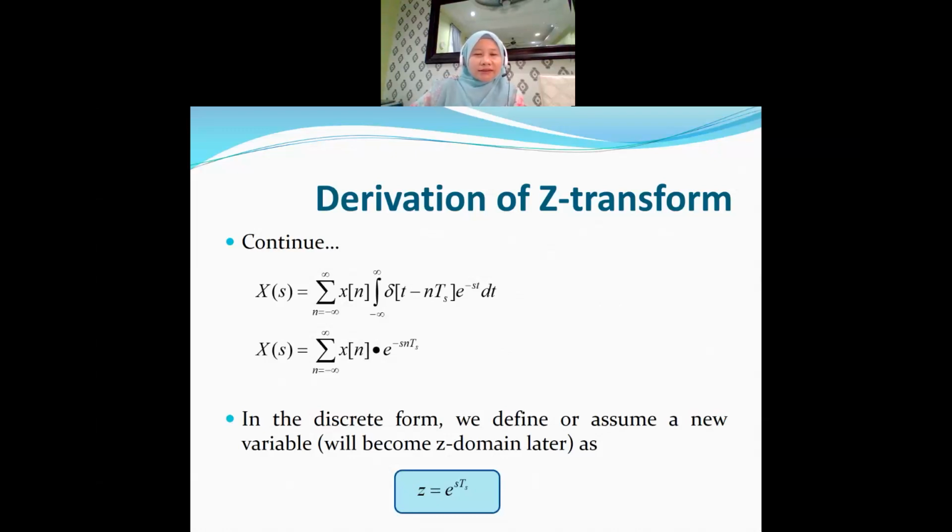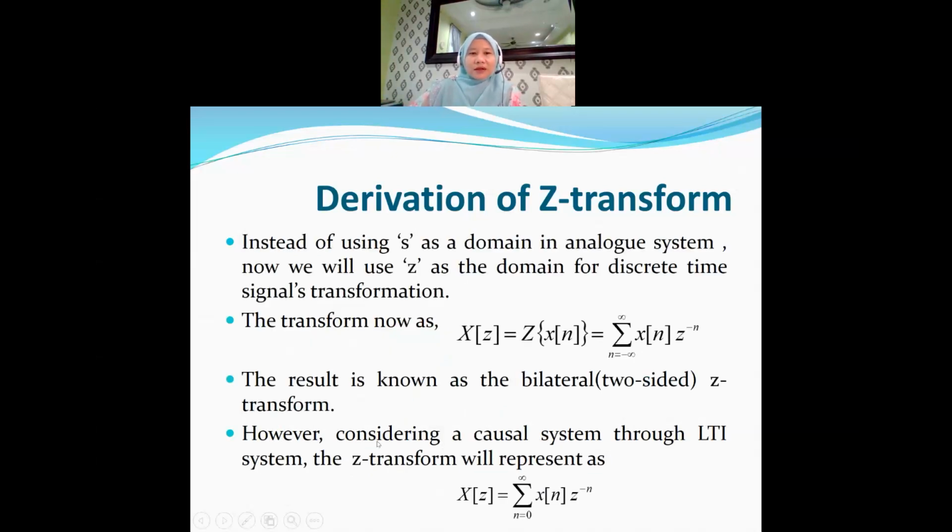And X(s) is equal to the sum of x(n) e to the power of negative s n Ts. Why? Because in the discrete form, we define or assume a new variable, which will become the z domain later, as z equals e to the power of sTs. So when we convert e to the power of sTs into z, then instead of using s, now we will use z as the domain for the discrete time signal transformation. So the transform now is X(z) equals the sum of x(n) z to the negative n.